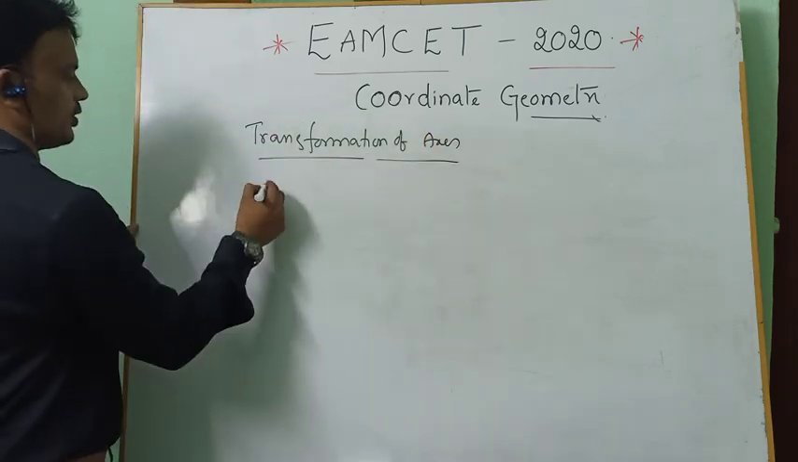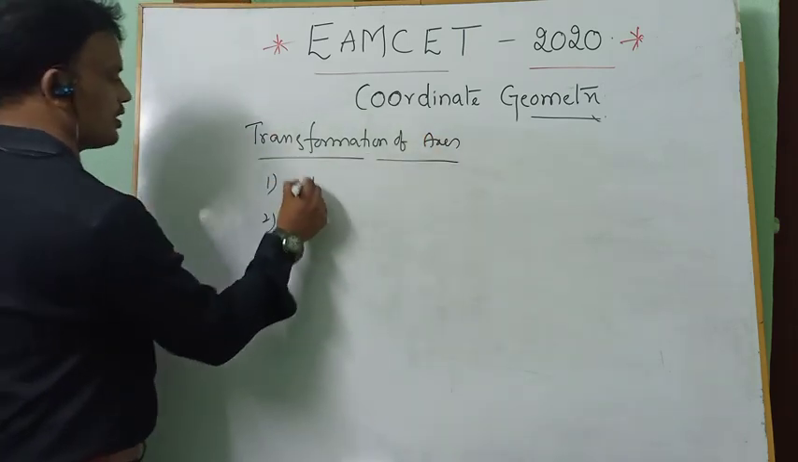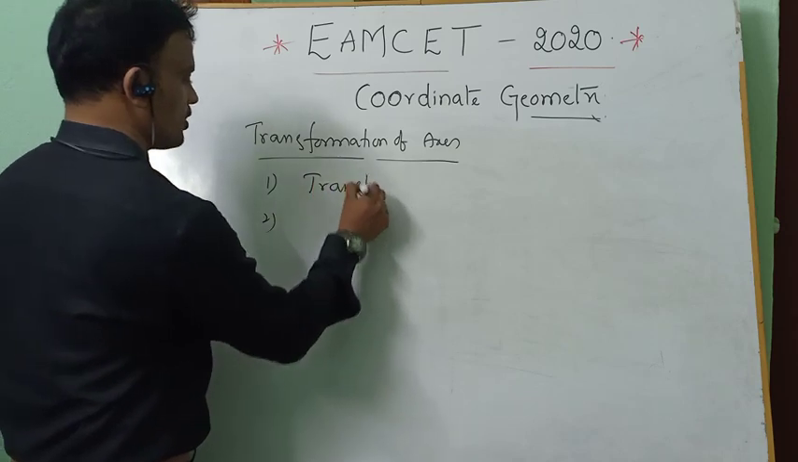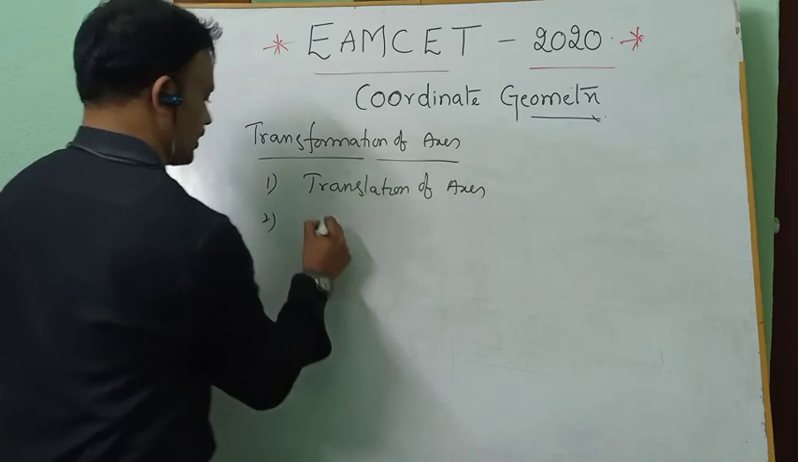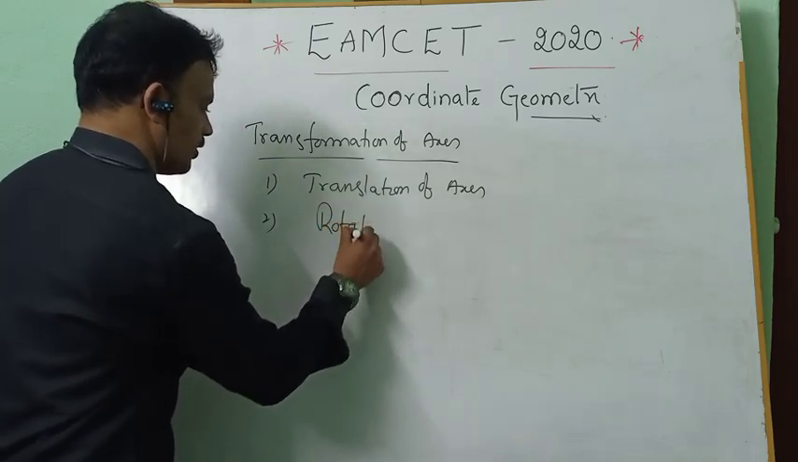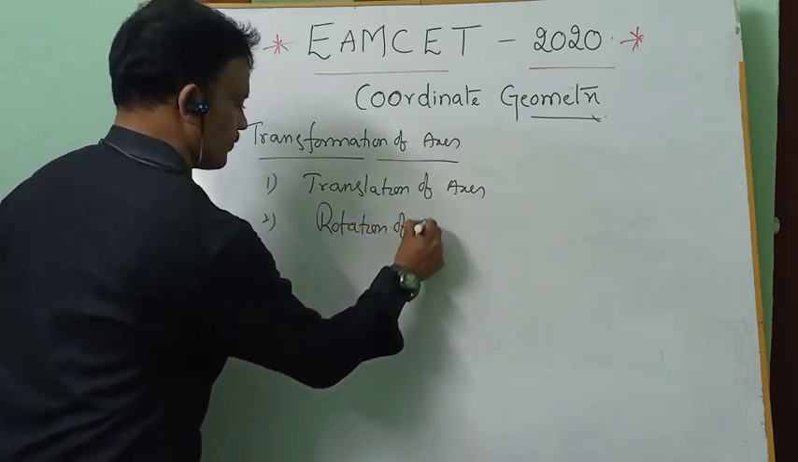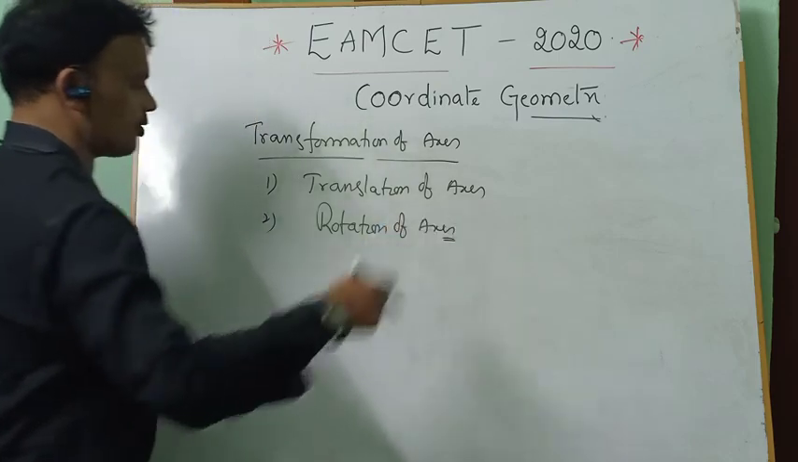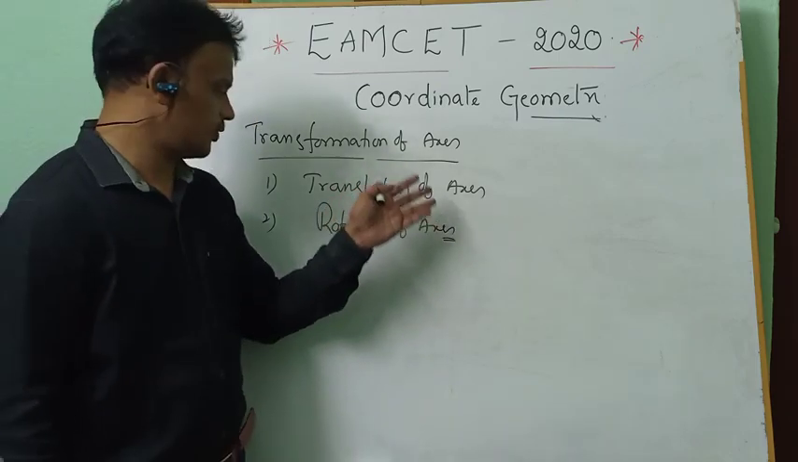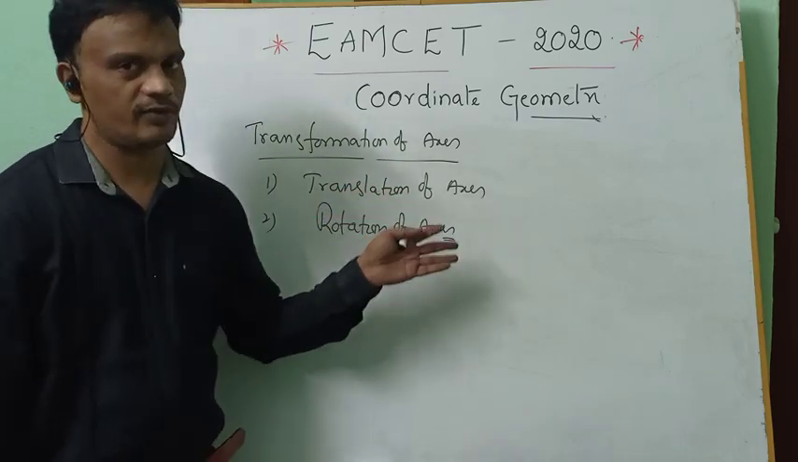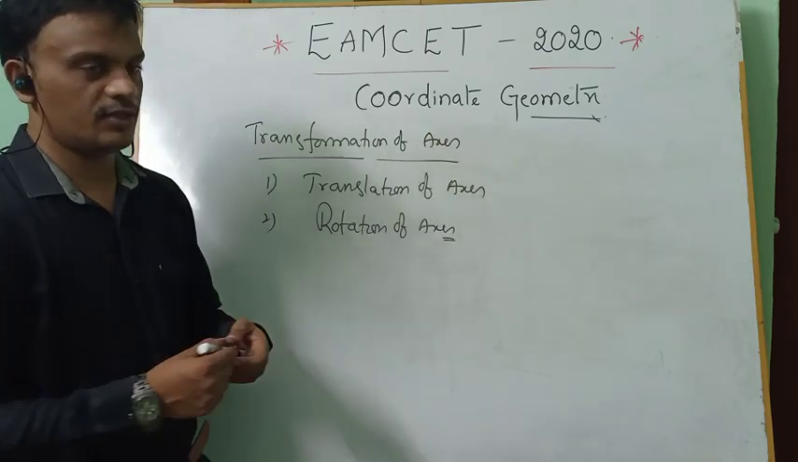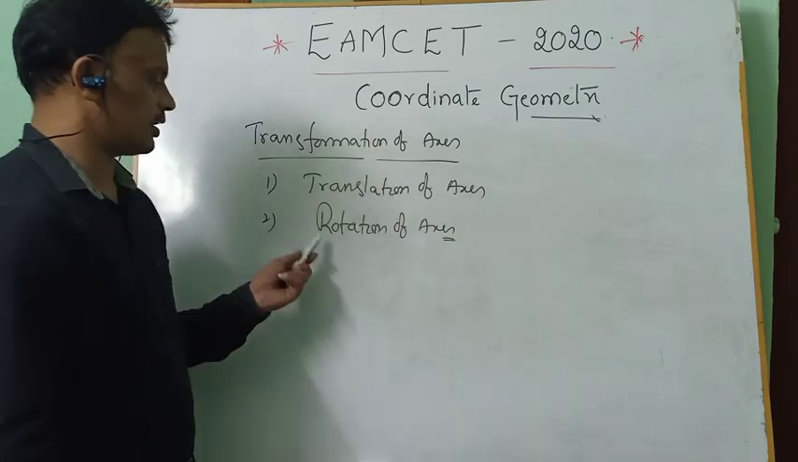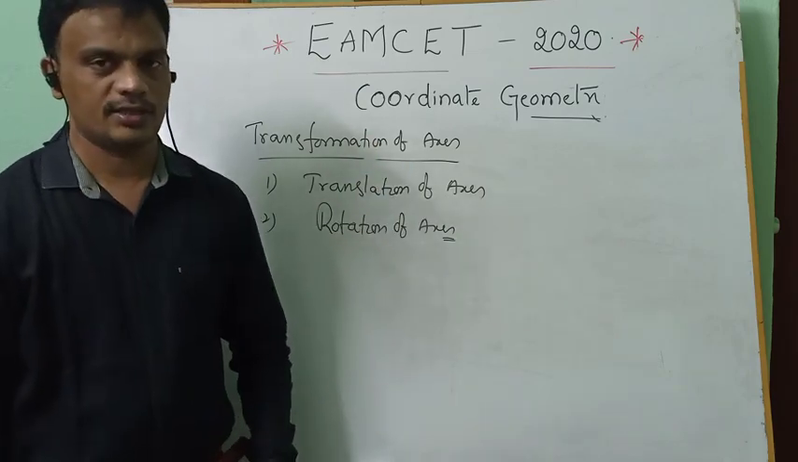Transformation of axis. There are two sides of the transformation of axis. The first one is translation of axis, and the second one is the rotation of axis. Of course, I think you have practiced the fundamental formulas for translation of axis and rotation of axis. By shifting the origin, what is the point in the new system, what is the equation in the new system, original system, like this. In case of rotation of axis also.